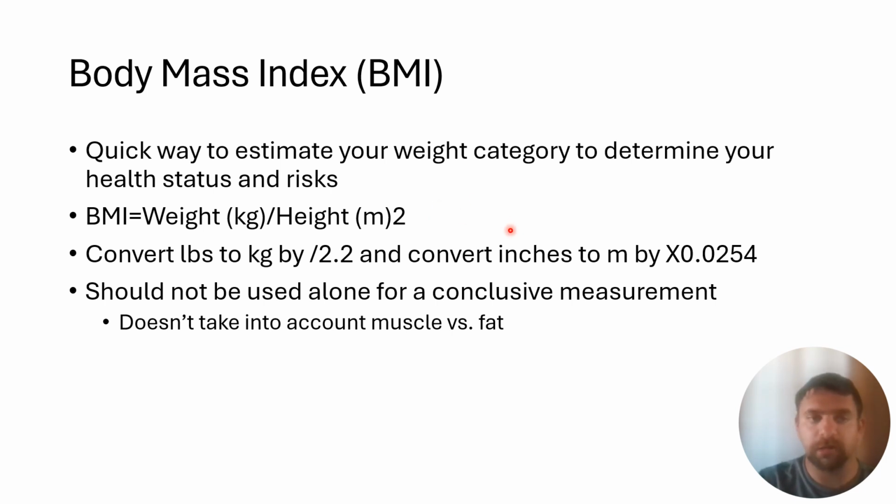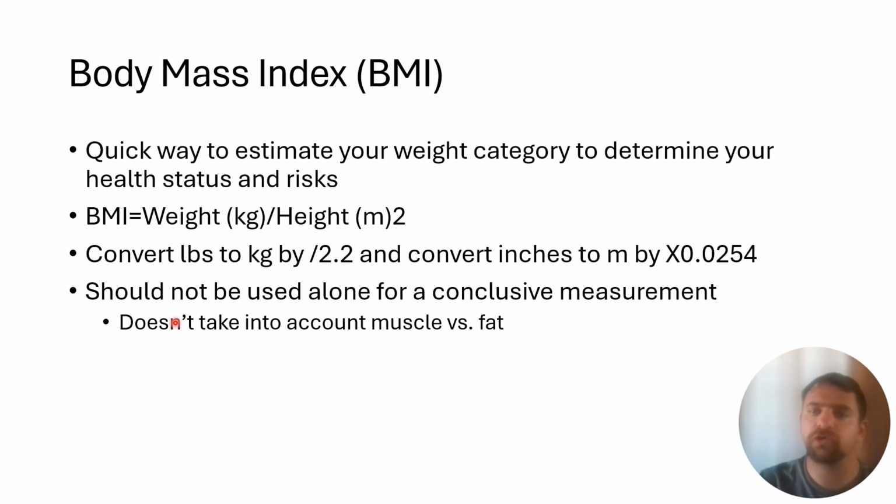So the BMI formula, which you can see right here, is equal to weight in kilograms divided by height in meters squared. Before we can plug things into the formula, because we use inches and pounds over here, we have to convert pounds to kilograms. A simple way to do that is to divide by 2.2. Then you have to convert inches to meters by multiplying by 0.0254.